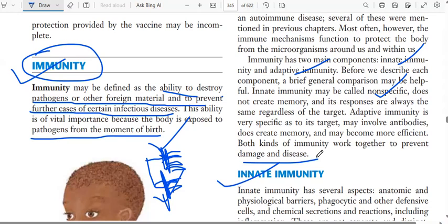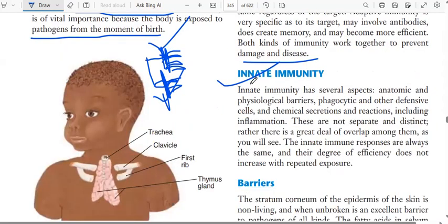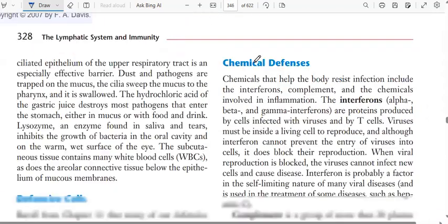Innate immunity and adaptive immunity. So when a fever first comes, what will happen? Innate immunity is activated, but if the fever is not subsided and keeps increasing, what will the body do? The body will activate adaptive immunity, so that the adaptive immunity produces antibodies and kills the pathogens which are responsible for the fever. Okay, so this is the importance of innate immunity and adaptive immunity.